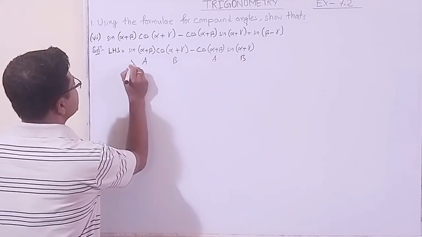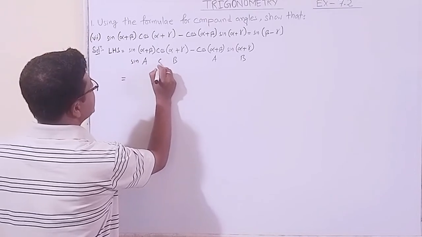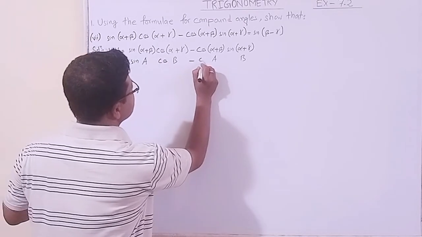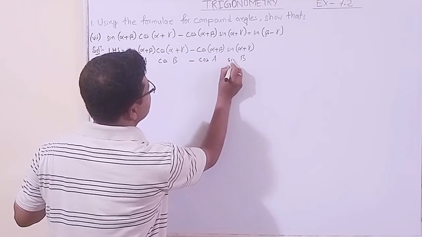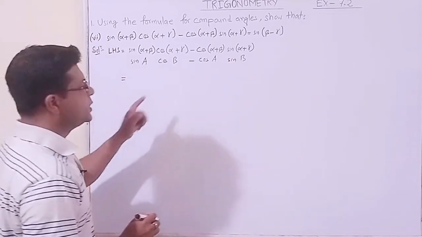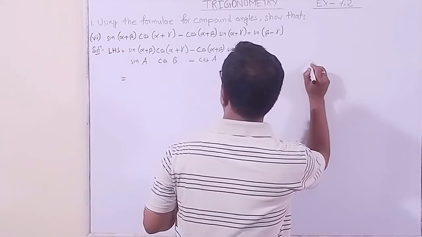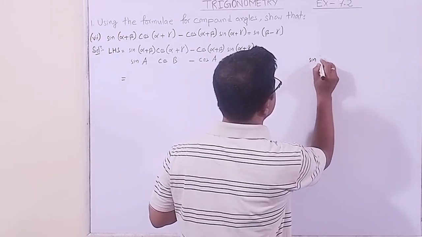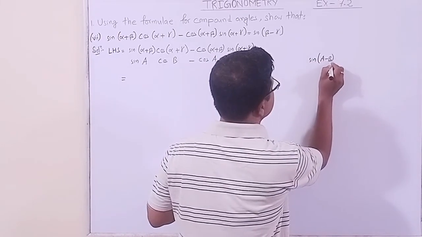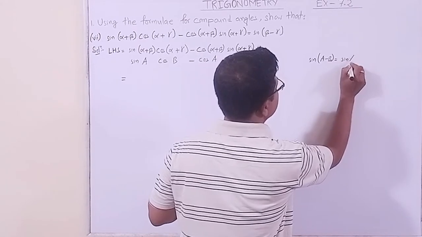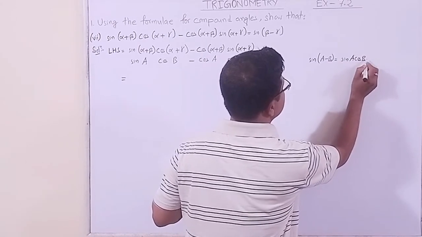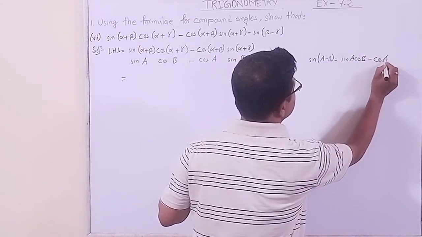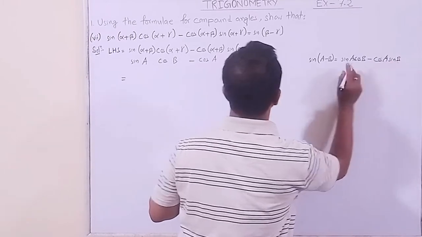So what it is actually, this is sine of A cos of B minus cos of A sine of B. This is in this form only. Now we know that if it is like this, we have got sine of A minus B. What is sine of A minus B? Sine A cos B minus cos A sine B.